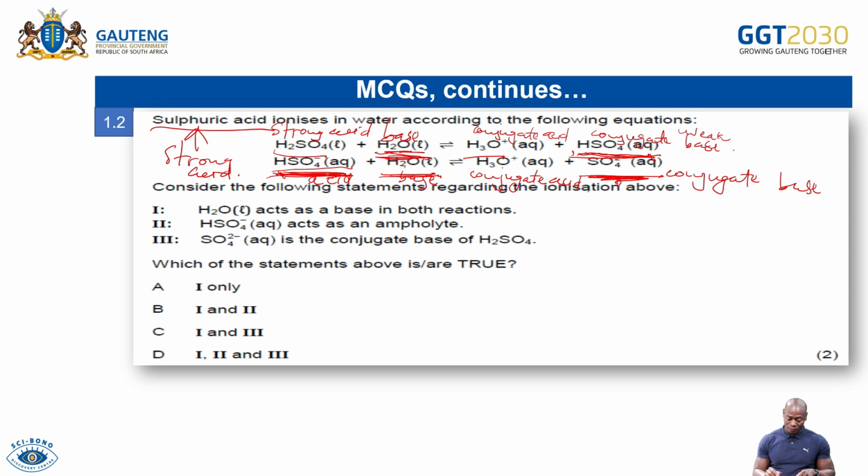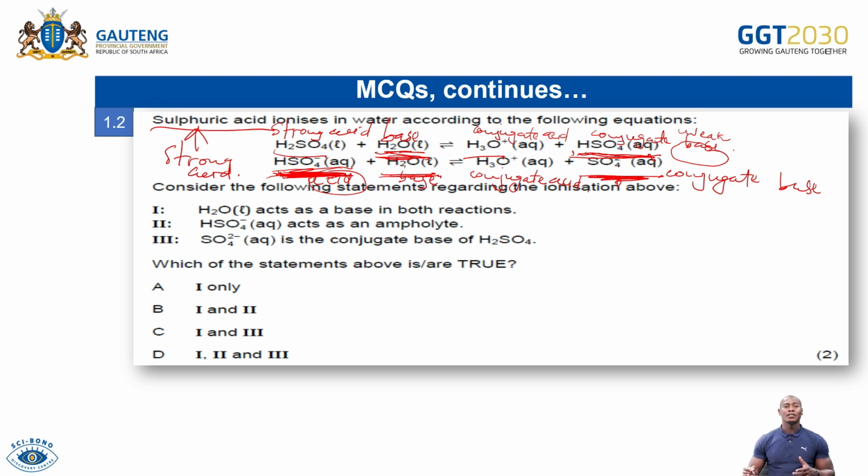Even here, it is what? We are also having the sulfate ion. So in the first equation it is acting as a base, but in the second equation it is acting as what? As an acid. So for these two reactions, our ampholyte is not water, but our ampholyte is the hydrogen sulfate ion. Why am I saying it's a hydrogen sulfate ion?